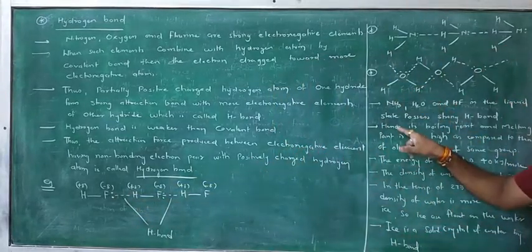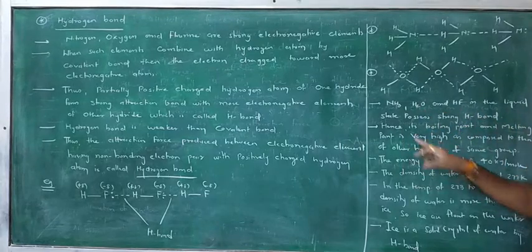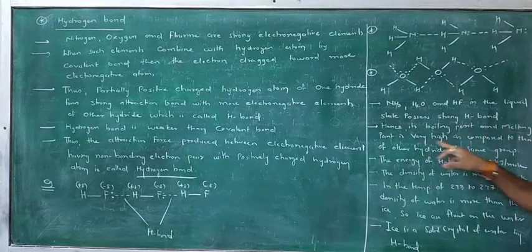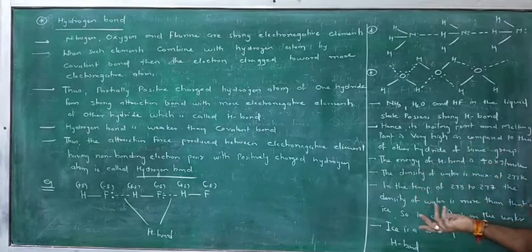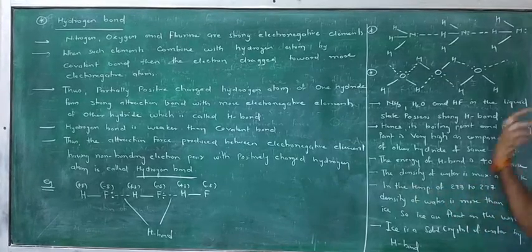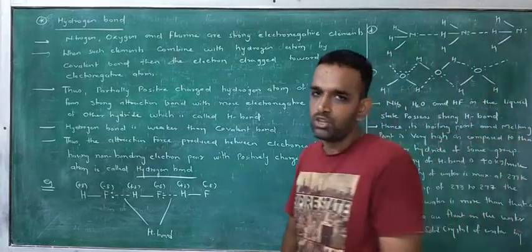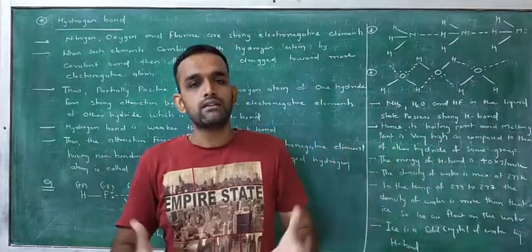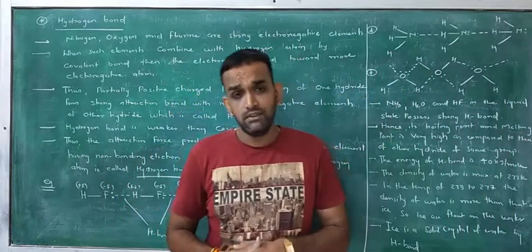See, an example will be given here. NH3, H2O, and HF in the liquid state possess a strong hydrogen bond. Hence, its boiling point and melting point is very high as compared to that of other hydrides, and the energy of hydrogen bond is how much? 40 kJ per mole. The density of water is maximum at 277 Kelvin. In this temperature range, the density of water will be more than that of ice, and that's why ice will float on the water, because in the solid crystal of ice there is a hydrogen bond. Is it clear? So up to here it's enough.